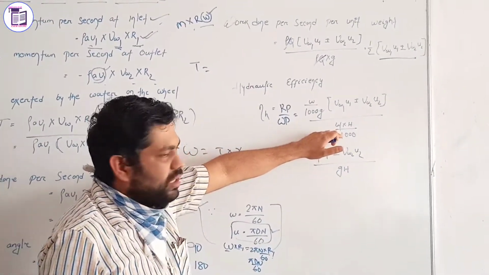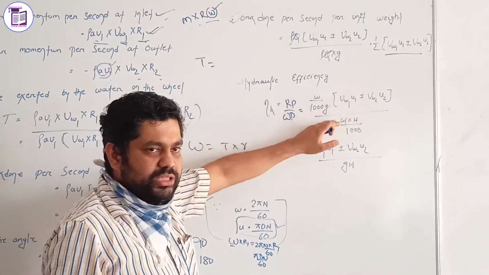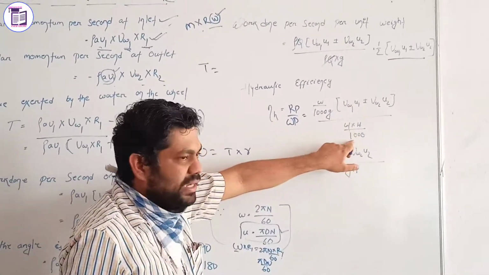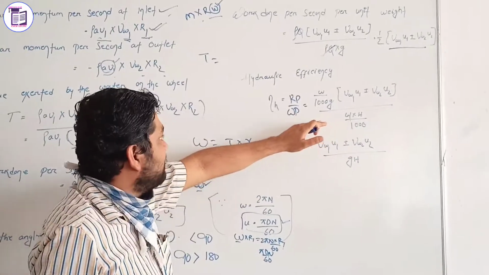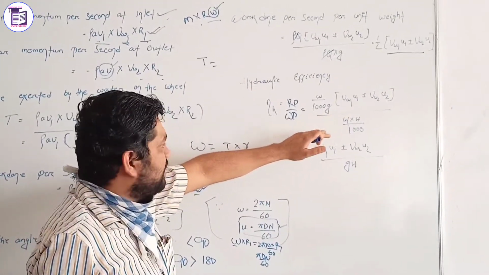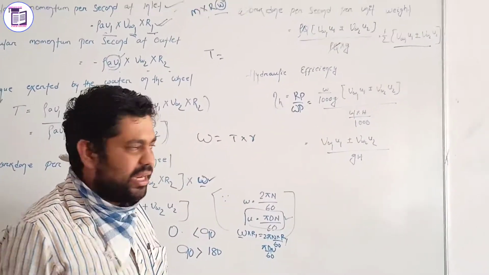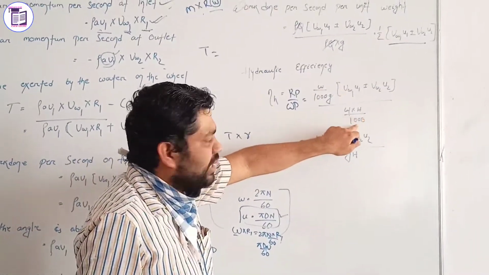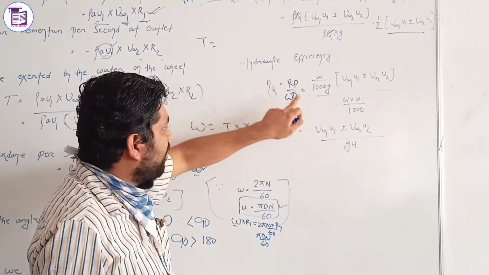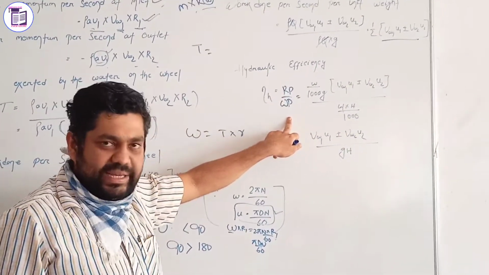And water power is rho g Q H. Using this rho g Q H, you can write W into H by 1000. So rho g is also called W, the specific weight. Using this, you can write W into H by 1000. So this is your runner power by water power, which is called hydraulic efficiency.